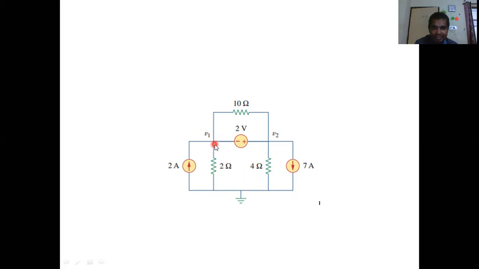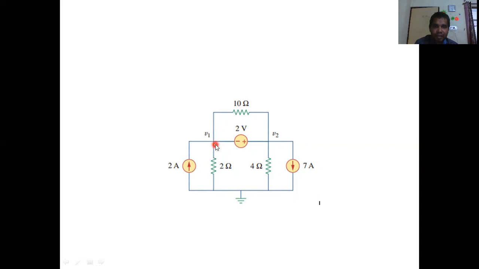We can have KCL here, but we cannot find the current in this branch because we have only a voltage. So that's why, by making these two nodes a single node, you make a super node. So a super node is applied if a voltage source is present as a common branch between two nodes.